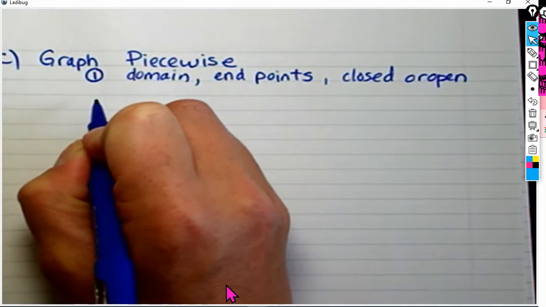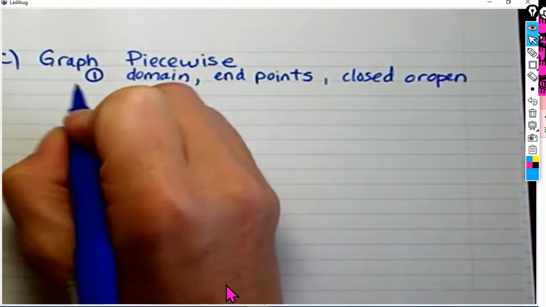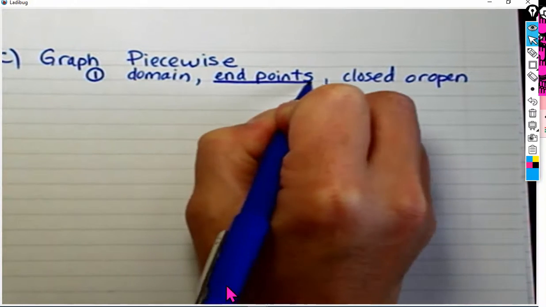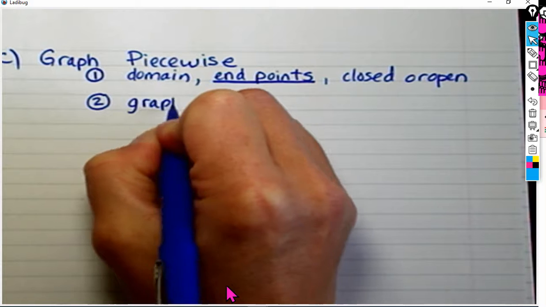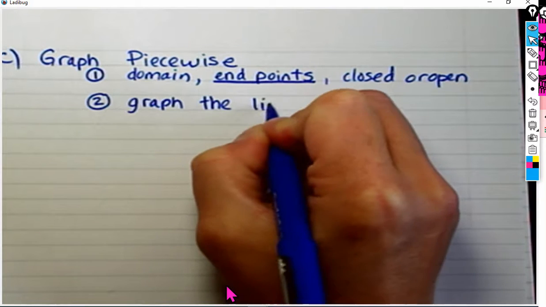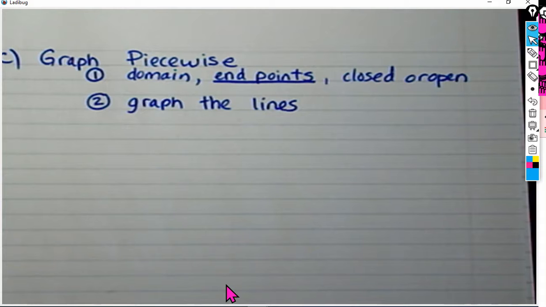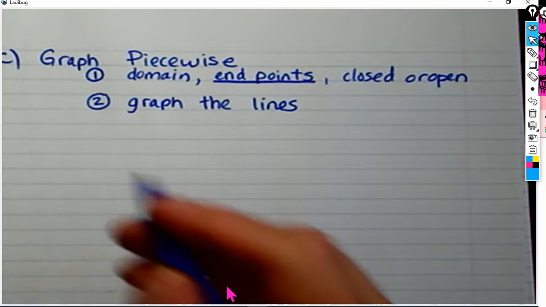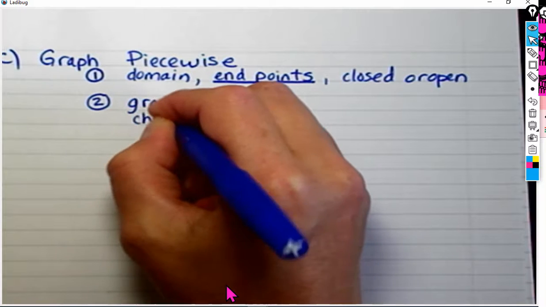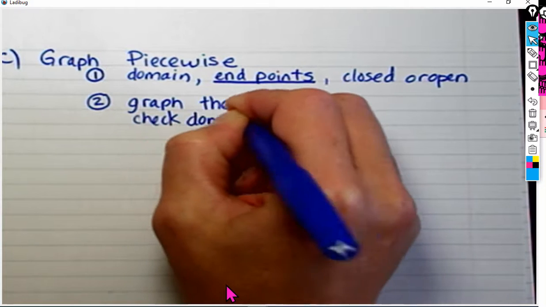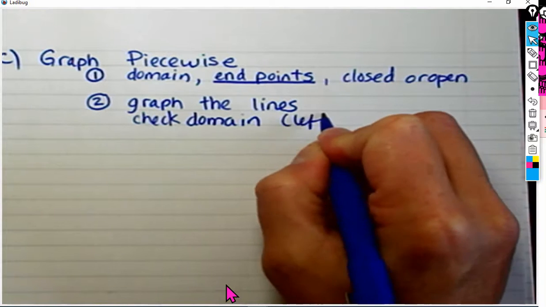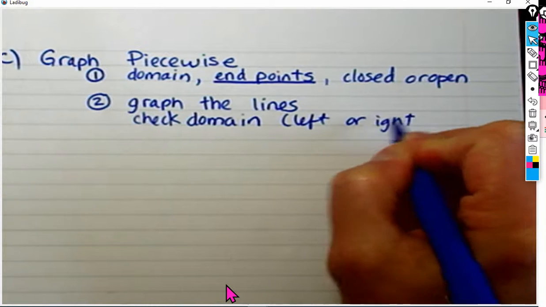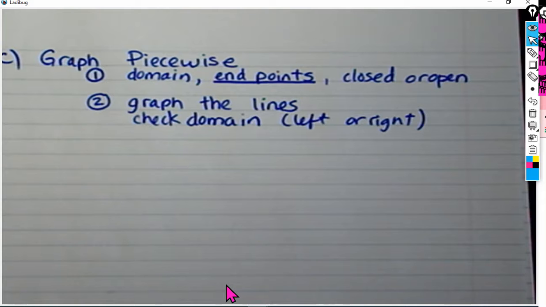Second thing we're going to do: domain, endpoints, closed, open. Endpoints is sort of the big one here. Second thing we're going to do is graph the lines. That's it. Graph the lines. Now, with this, I'm going to say check domain. Domain is really important when you are graphing the lines. When I say check the domain, left or right, we're looking to the left or the right to make sure that we're graphing the line in the right direction.